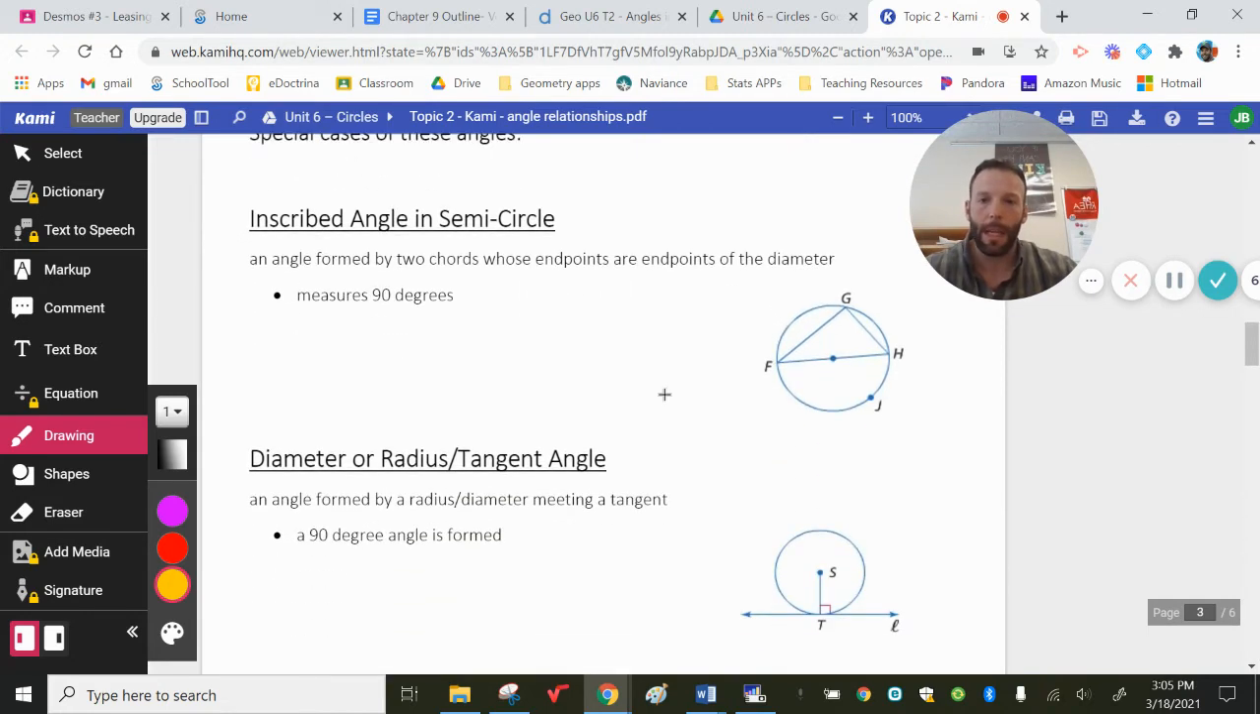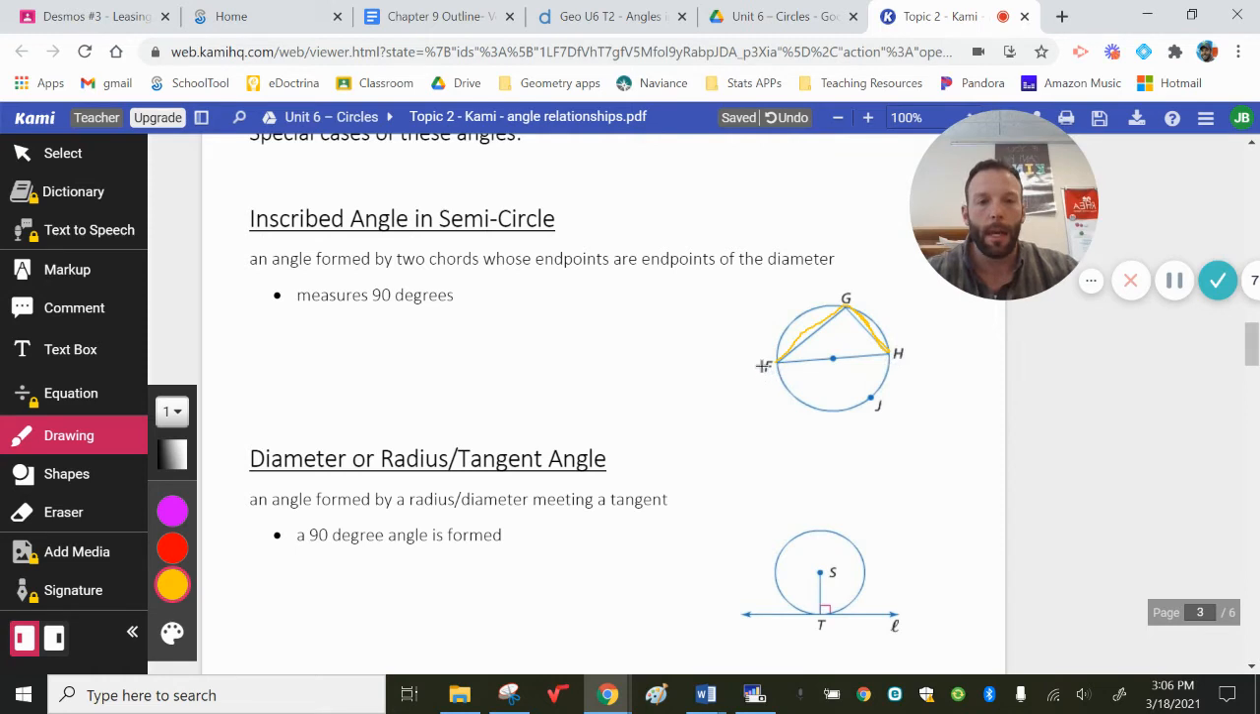One of them is when you have an inscribed angle in a semicircle. Okay, so this is when we have an angle that's formed by two chords, and the angle that I'm referring to is the angle between the chords FG and GH. See, those two chords form the angle FGH. Now, that point right there represents the center of the circle. So this segment from F to H represents a diameter of the circle.